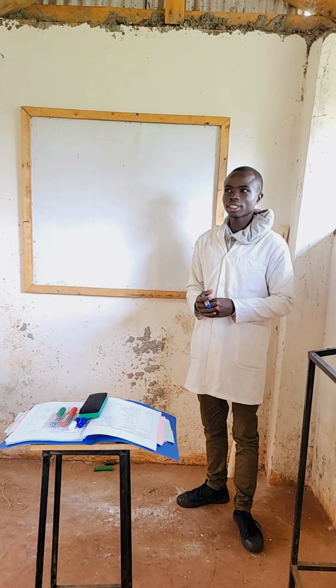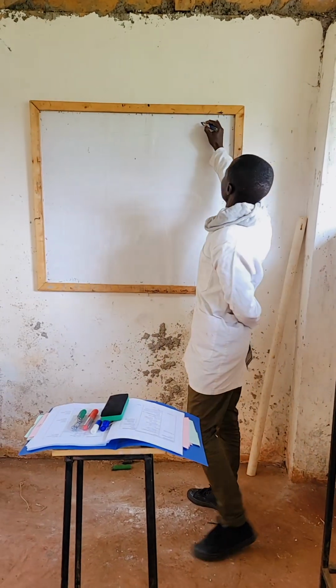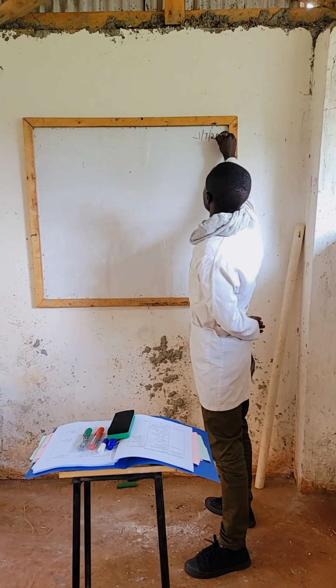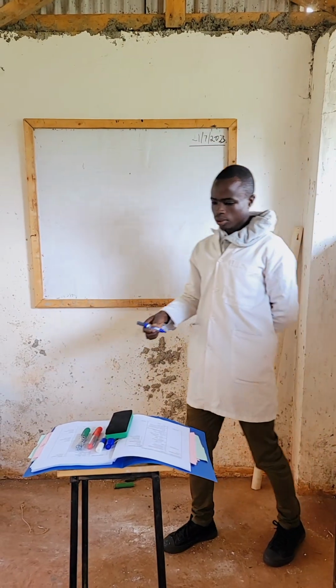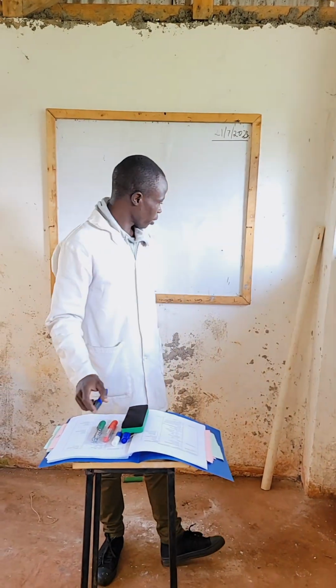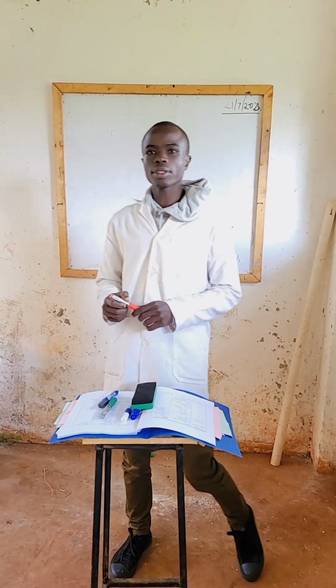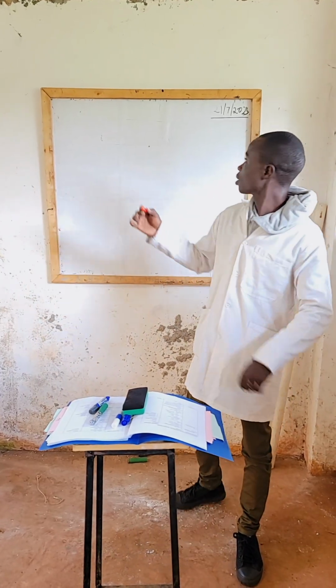I'm going to demonstrate how to use the whiteboard. So the date today is 21st of the 7th month of 2025. So on today's lesson, we're going to learn about the topic or the unit of competency, masonry works.